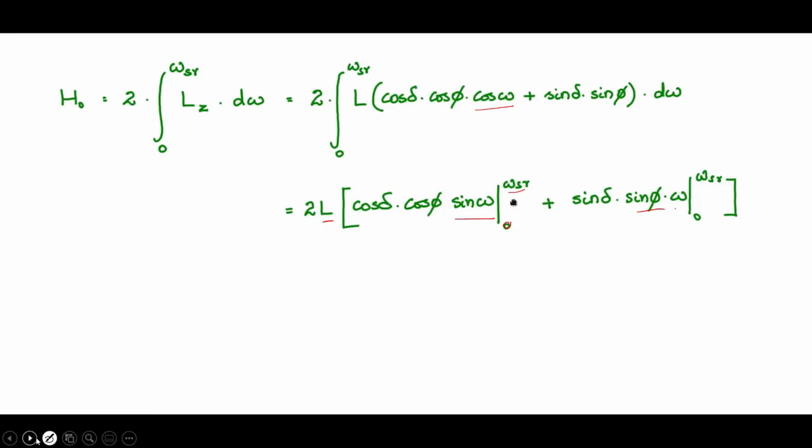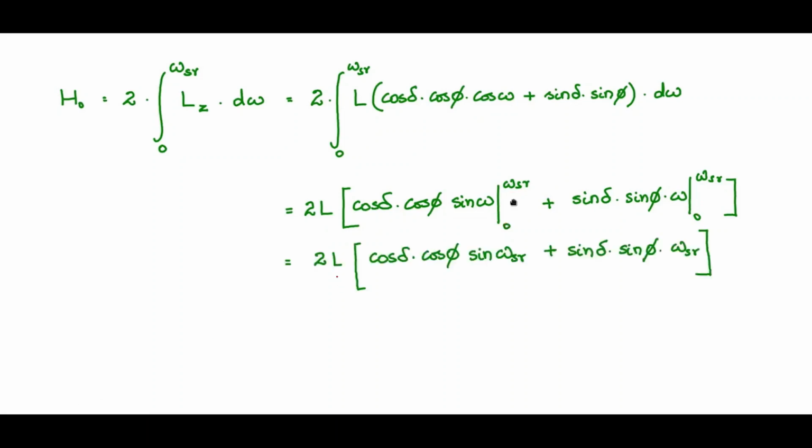So let us substitute the limits here. The expression will become 2L cos delta cos phi. Here, in place of omega in sin omega, that will be omega sr minus 0, that is nothing but sin omega sr. Here, in place of omega, that is omega sr minus 0, that will be omega sr. Okay, so the expression will become like this.